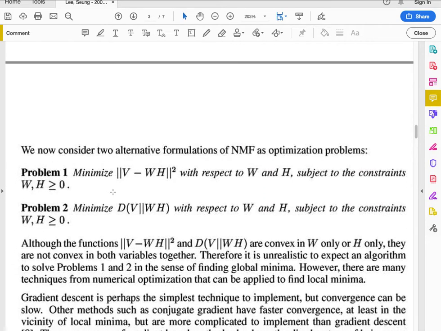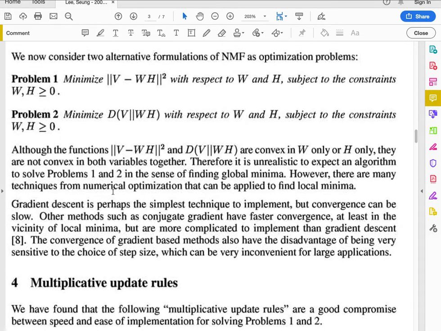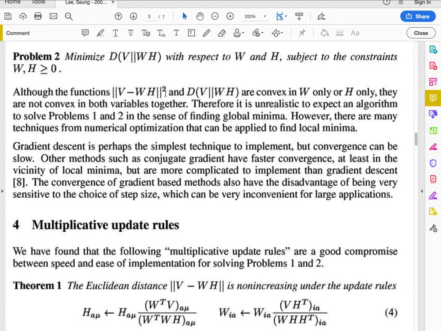It's fine. We now consider two alternative formulations of NMF as optimization problems, that is, minimize V minus WH norm square or Euclidean distance with respect to W and H, subject to the constraints that W and H are both non-negative, and then again minimize the divergence function with respect to W and H. That is it. So although these functions are convex in W only or H only.